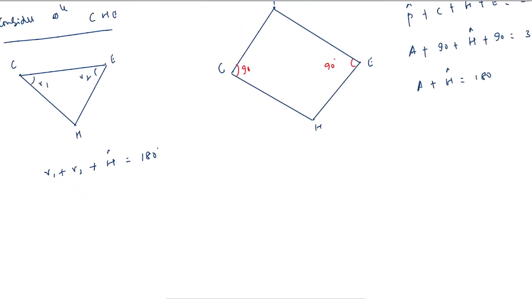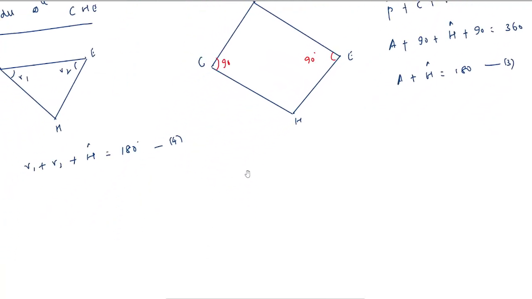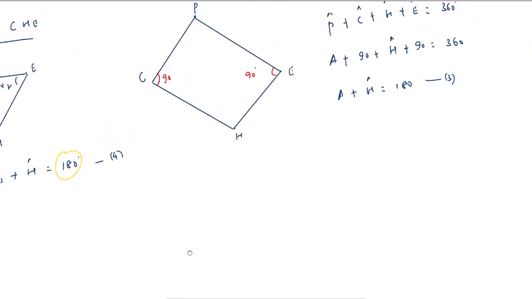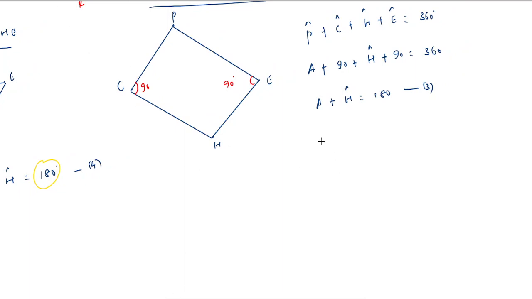Let's compare this equation. If you want, we can call this 3, this 4. Let's compare 3 and 4. To compare, the right hand term is 180 degrees, and here there is H, and there is A here, and there is R1 plus R2. That means that from these two equations you can say that A is equal to R1 plus R2. It's called 5.